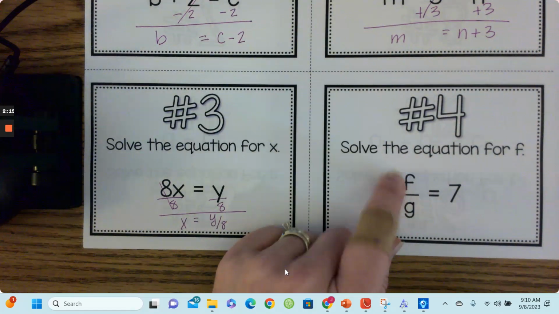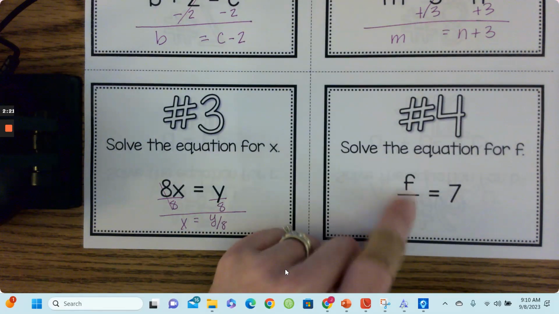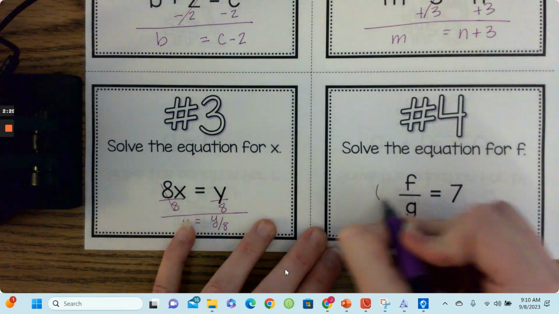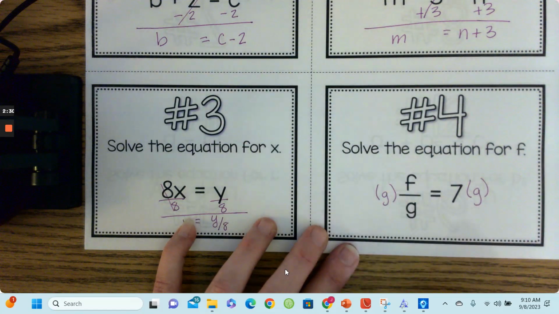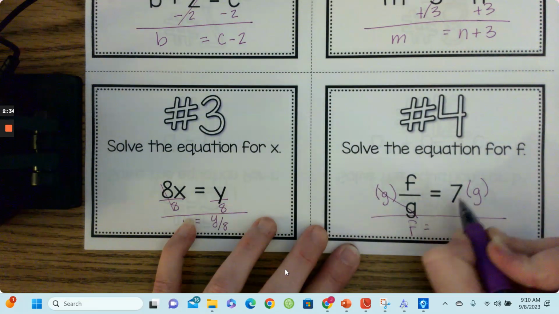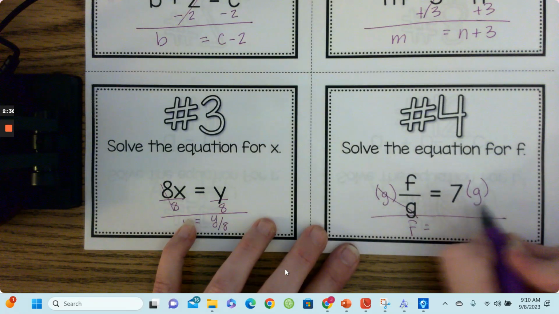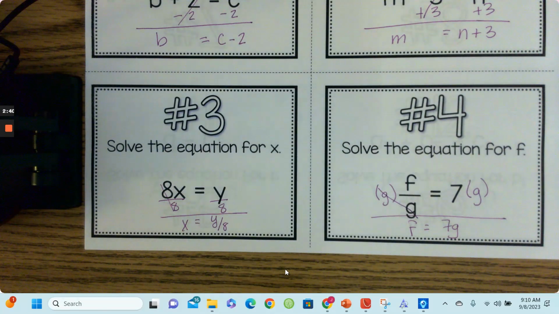Number 4 says solve the equation for f. So I want to get f by itself. So this time it's a letter. If it's written like this, it's division. So the opposite of division is multiplication. I want to multiply both sides by whatever's on the bottom there. And then that will cancel. And then we just attach those two pieces. If it's multiplication, we can just shove them together.